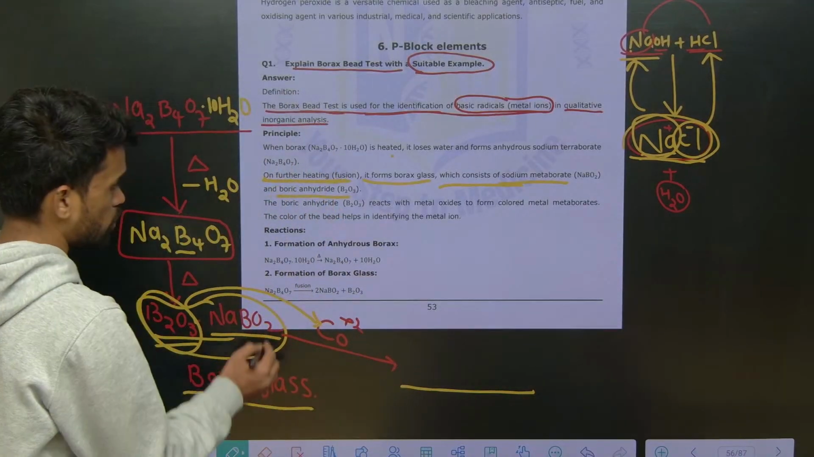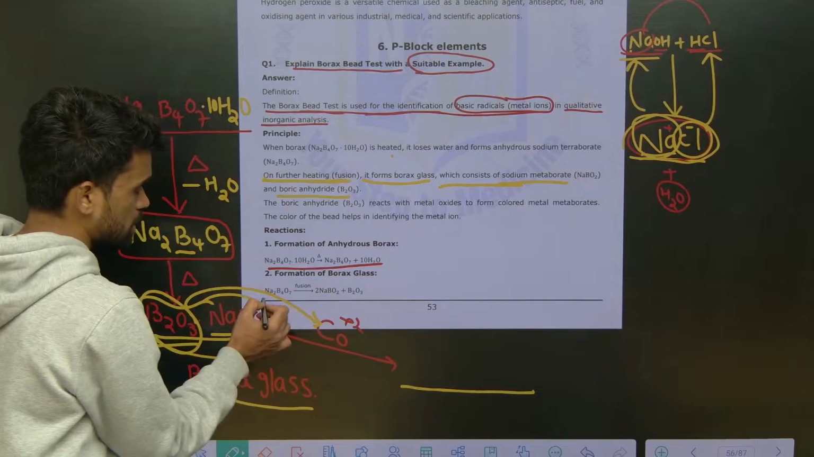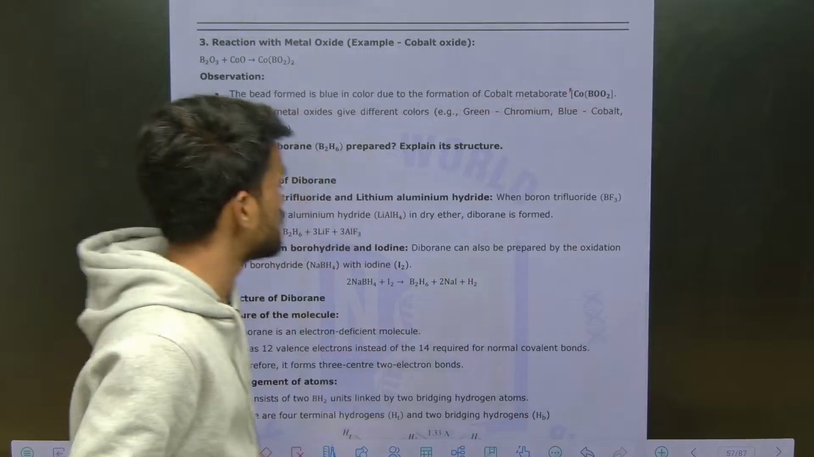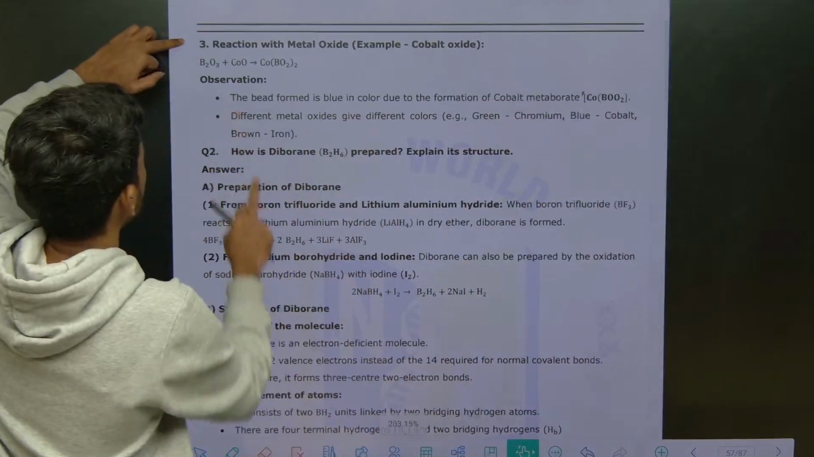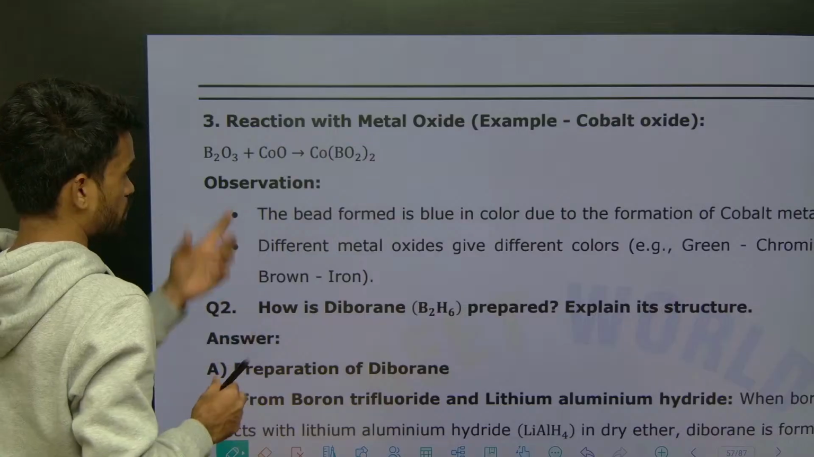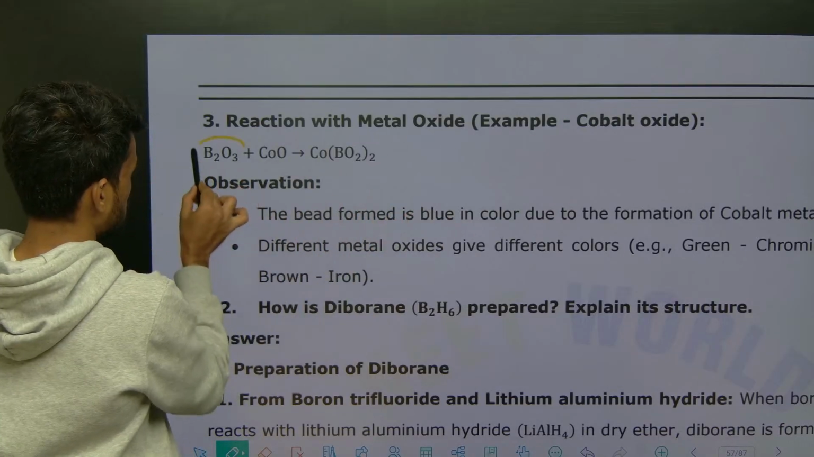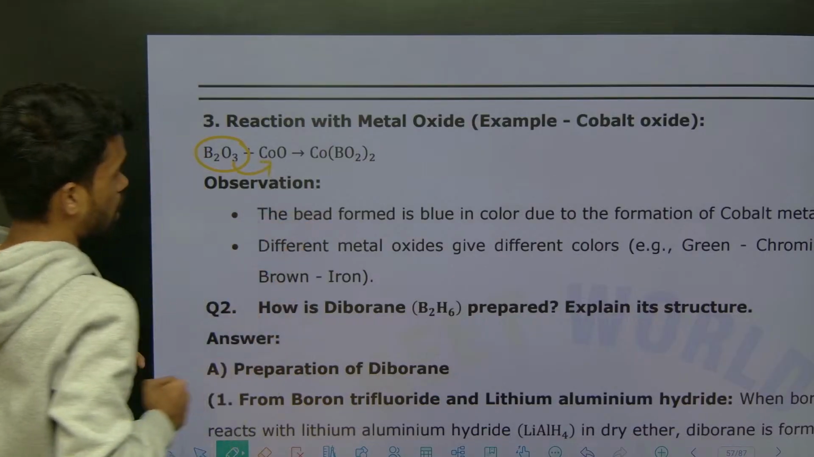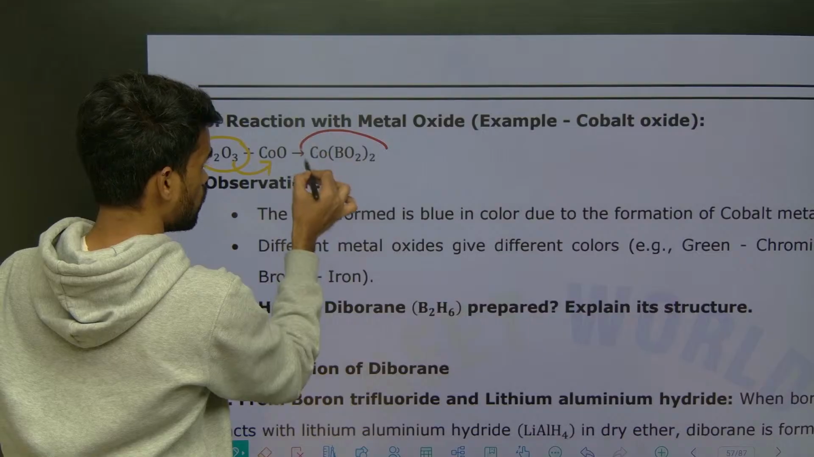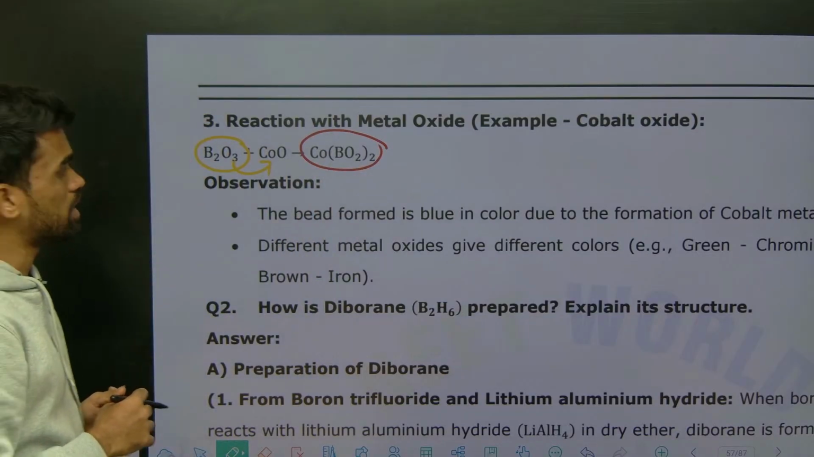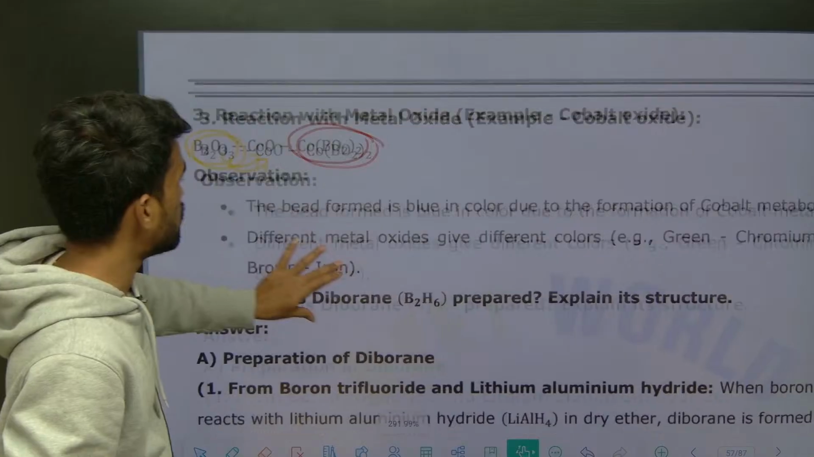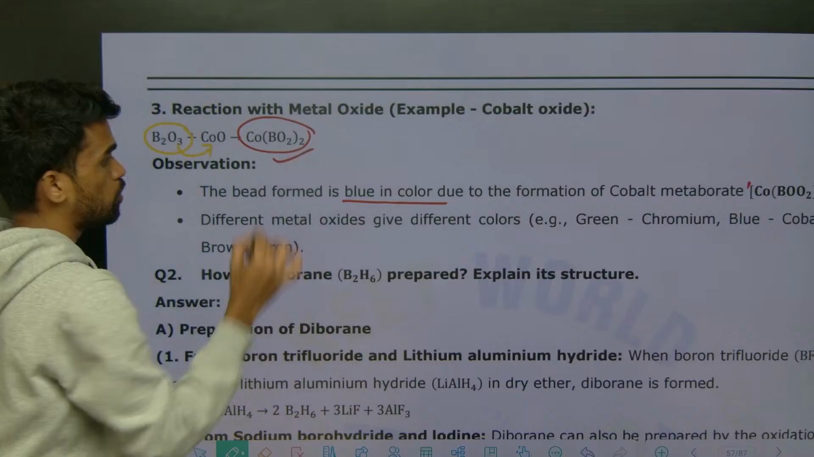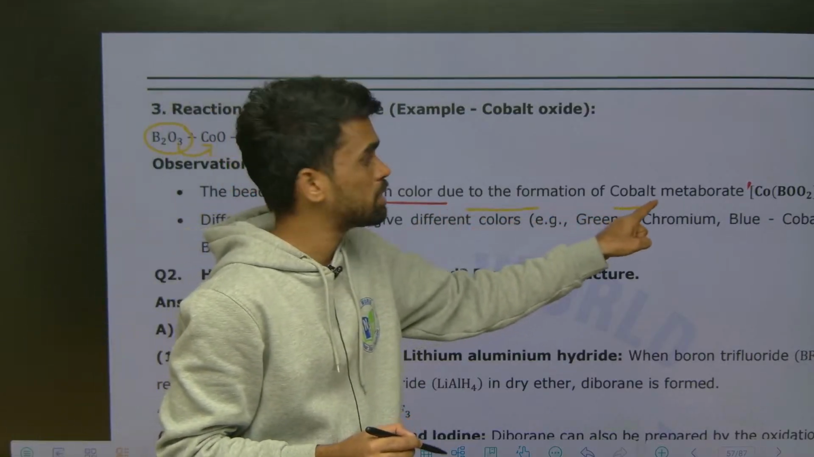First you are heating, losing the water, then heating again, you get a fusion product like a glassy substance, borax glass. Now this borax glass contains boric anhydride. When you treat the borax glass, that boric anhydride reacts with our cobalt, so that you get cobalt metaborate. The bead formed here is blue in color, due to the formation of cobalt metaborate.